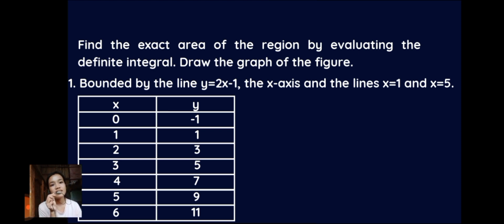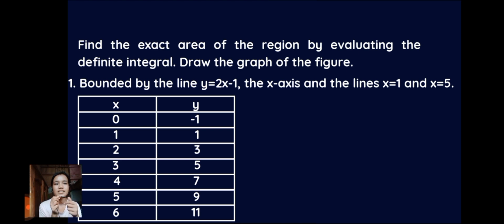So, if x is 0, ang y is -1. If si x kay 1, si y is 1. If si x is 2, then si y is 3. Then if si x kay 3, then y is 5. Then if x is 4, the y is 7. If x is 5, the y is 9. If x is 6, then y is 11. So we're just using the table of values para di ta maglisod.